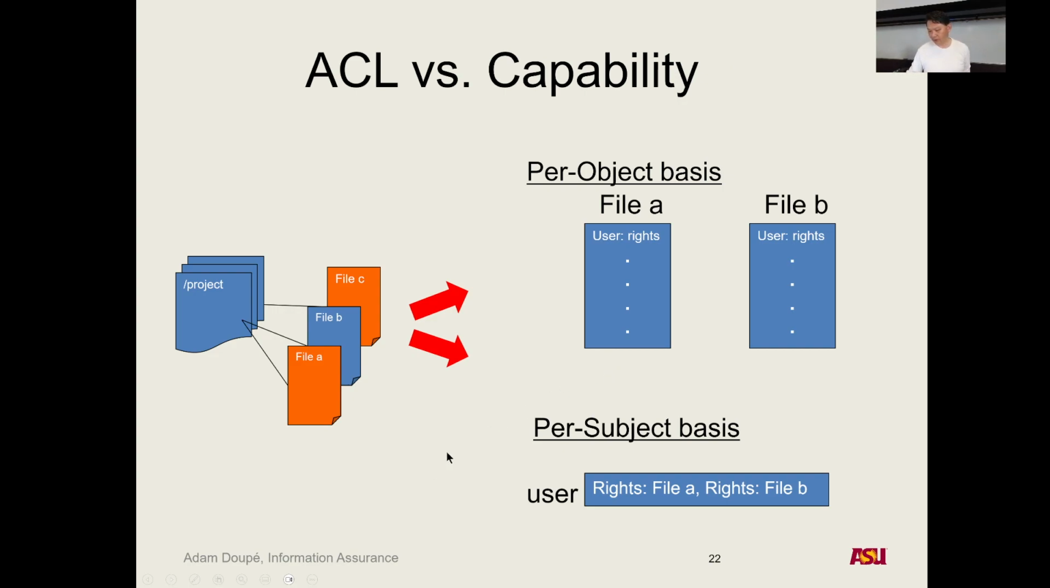So let's say there is a project folder here with three files, file A, B, and C. This diagram translates to the access control model. This is per object basis. What's that? Object based ACL, right? How about the subject based? This is the CAP, the capability list model.